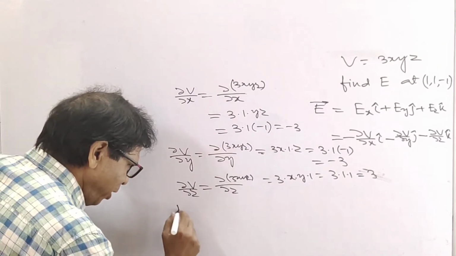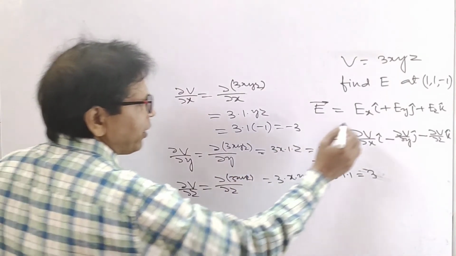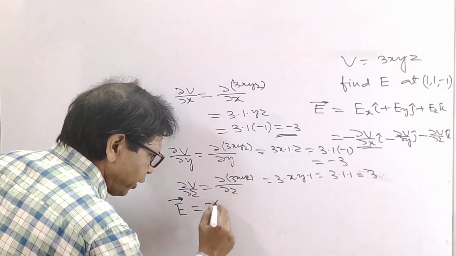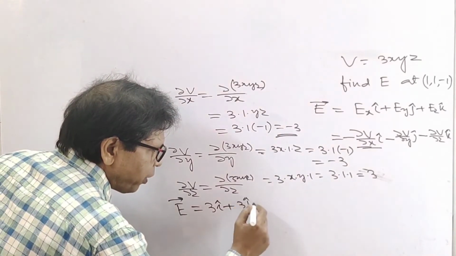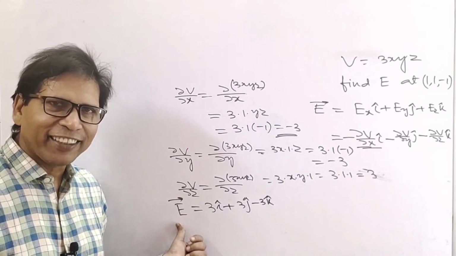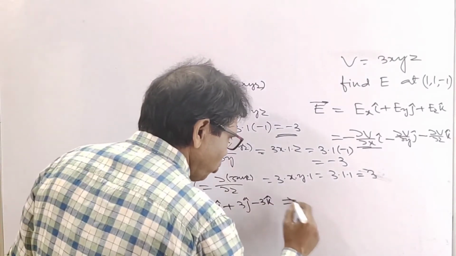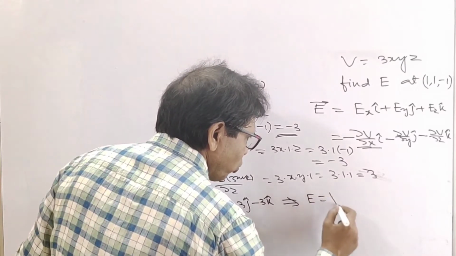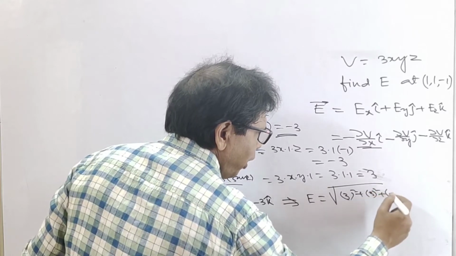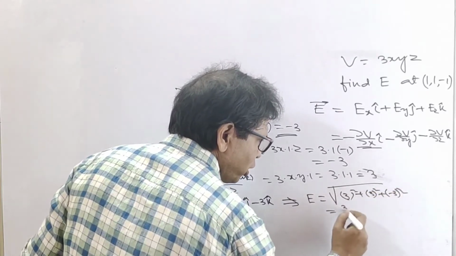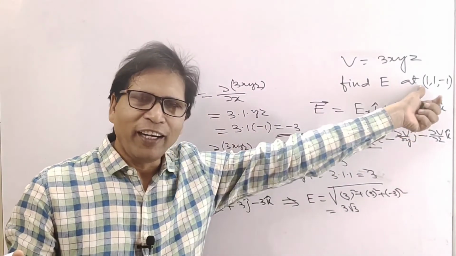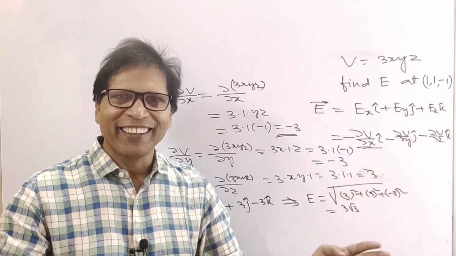So look at this, E vector: del V by del x with the negative sign, minus of minus 3, so this is 3 i cap, this is 3 j cap, and minus 3 k cap is the expression of gravitational intensity. Now the scalar value of E equals root under of 3 square plus 3 square plus minus 3 whole square. So 3 root 3 is the gravitational intensity at the point 1, 1, minus 1.